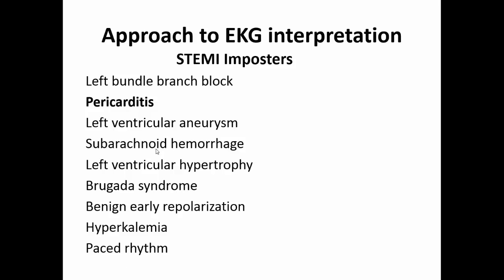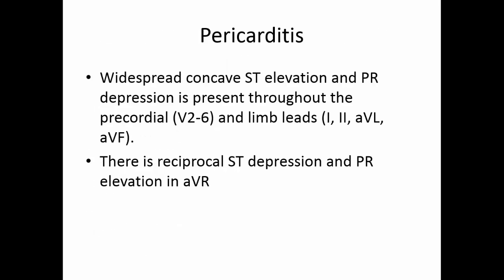The next STEMI imposter is called pericarditis. In pericarditis, you're going to see widespread ST elevation. Usually it's concave instead of convex, and I'll point that out to you on the EKG strip we look at in just a minute. You also see a lot of PR depression. There tends to be reciprocal ST depression and PR elevation in AVR.